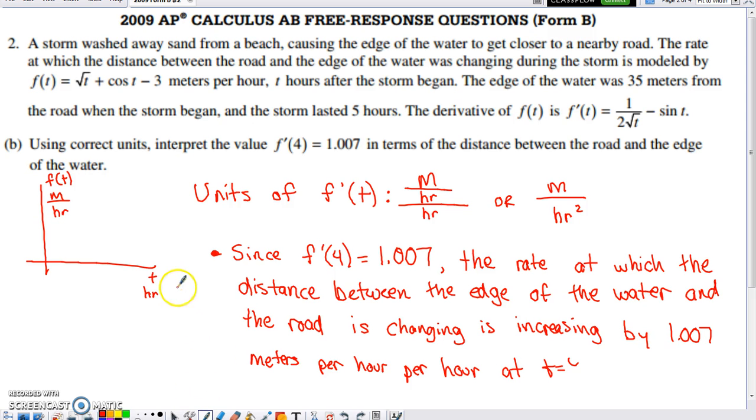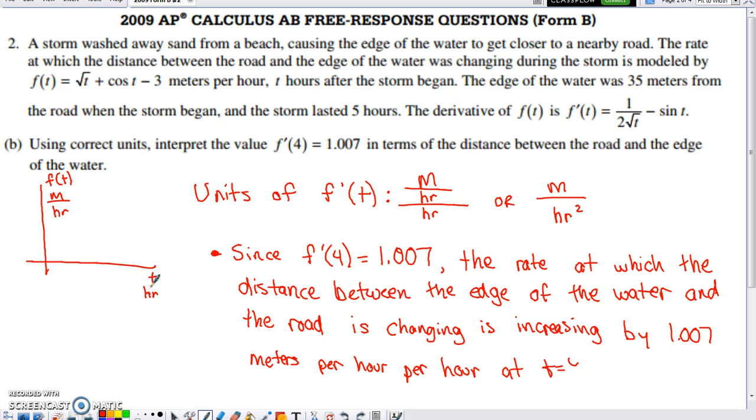In part B, they ask us to use some units and try to interpret the value of f prime of 4 being equal to 1.007. And we're supposed to do this obviously within the context of the problem that we're dealing with here. So I went with the units first, and what I realized was they're asking me about the derivative of f of t. And so I thought, well, if I were to graph f of t, which I basically did have a graph of back here, f of t is measured in meters per hour. So I'd have meters per hour as my units on the y-axis, and then t is measured in hours. So I'd have hours on the t-axis.